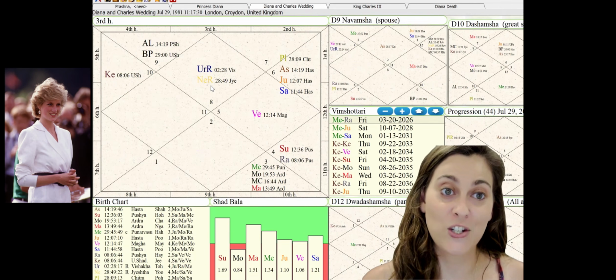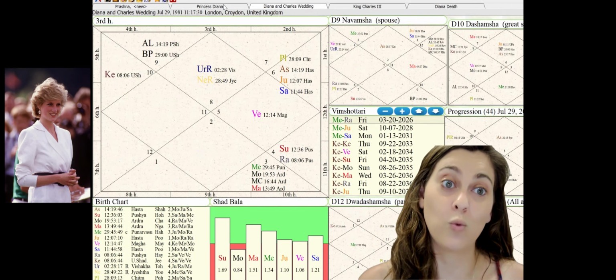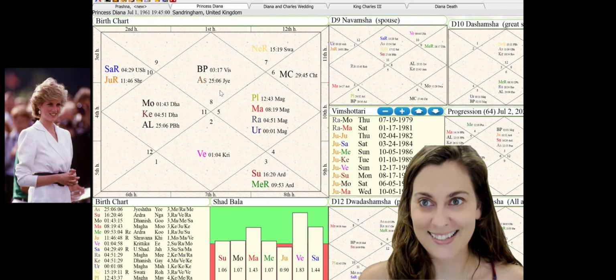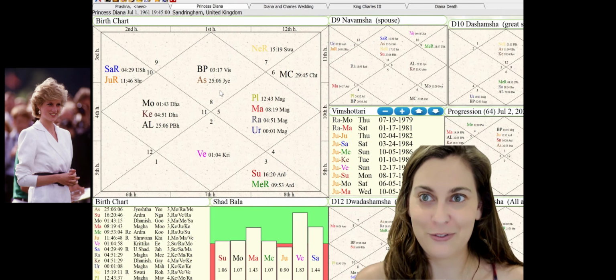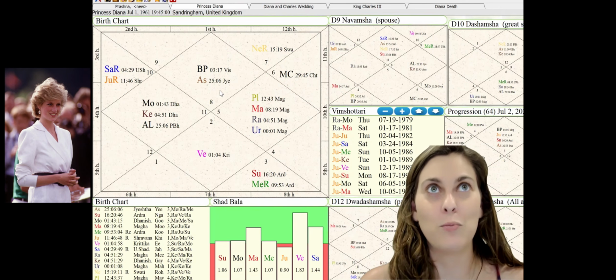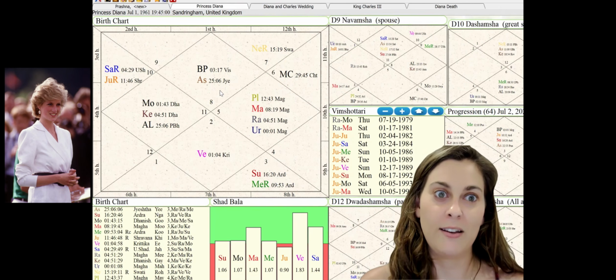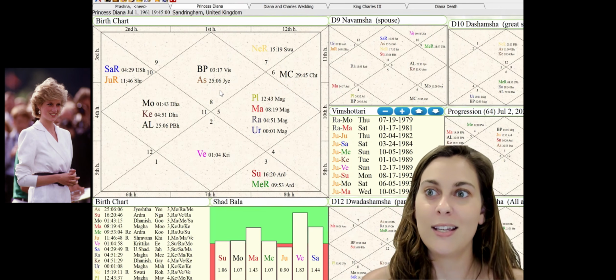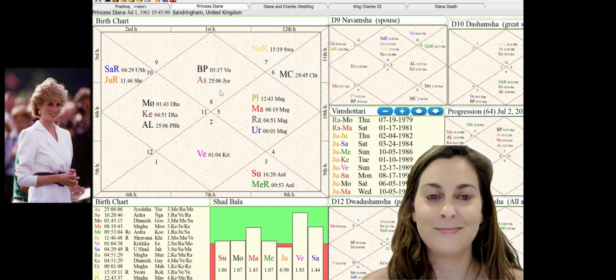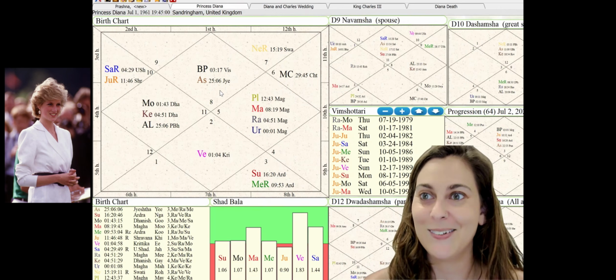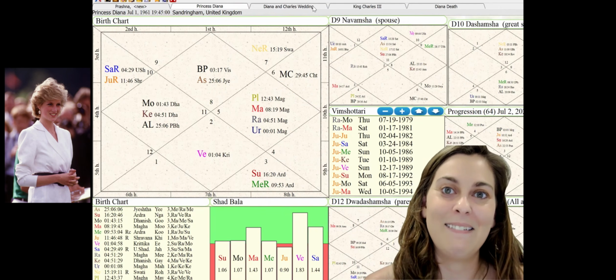Neptune was in Jyeshta, retrograde with Uranus, right on her ascendant. The illusions of her life were activated. Princess Diana is someone that's so illusionary, right? There's so many smoke screens about who she was, what happened to her. And the truth is just hard to pin down. I find that fascinating.